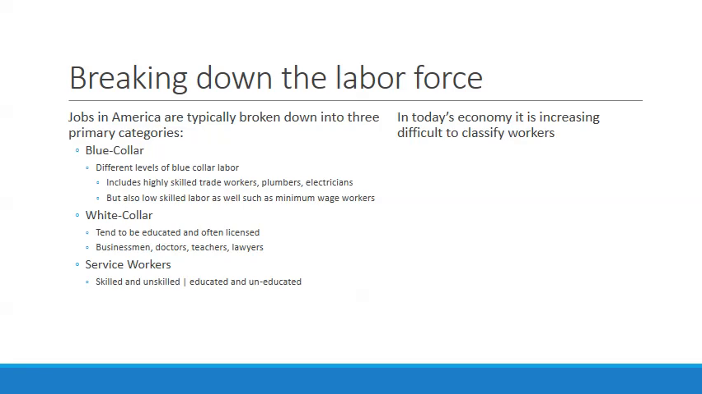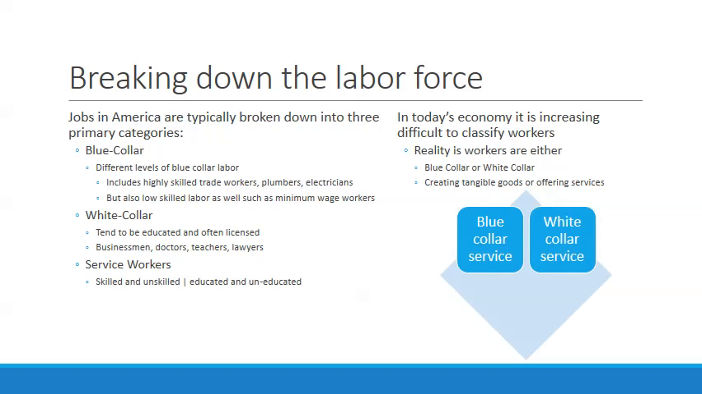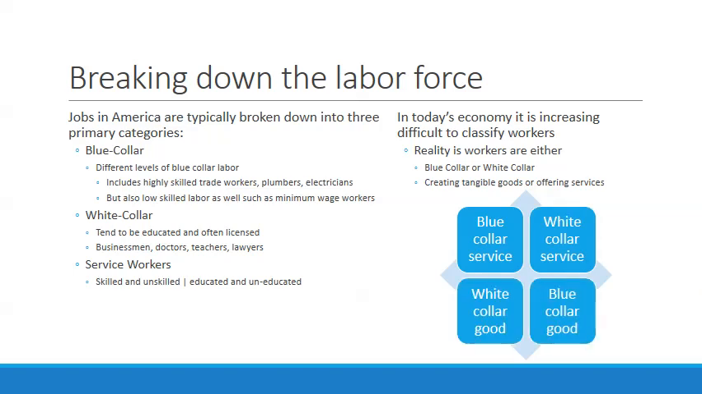So in today's economy, it's increasingly difficult to classify workers. And the reality is workers are either blue collar or white collar. They're either creating tangible goods or offering services. So you could be a white collar goods producer, you could be a blue collar goods producer, blue collar offering services. It just differs. So in other words, when we look at it, really you have blue collar service workers and you have white collar service workers. You have white collar goods producers and you have blue collar goods producers. So that's a simpler way to define which types of jobs are available within the United States.